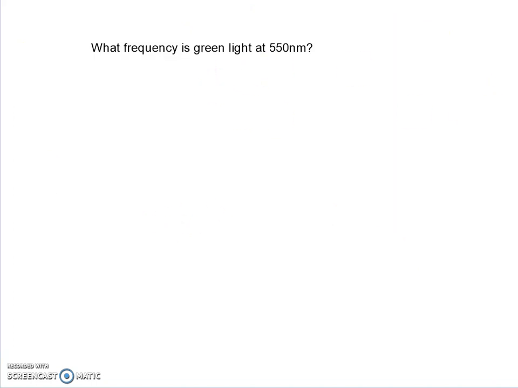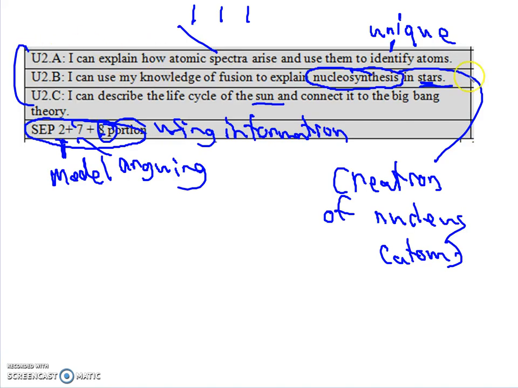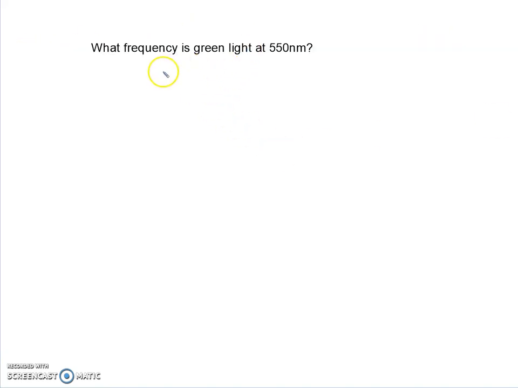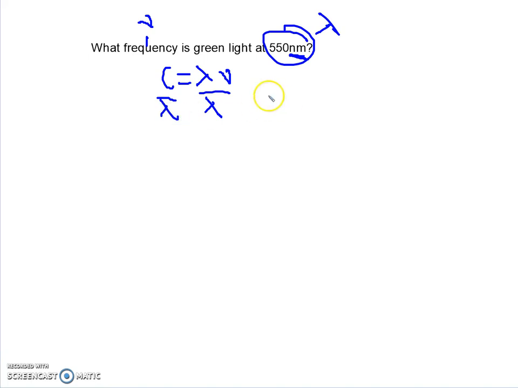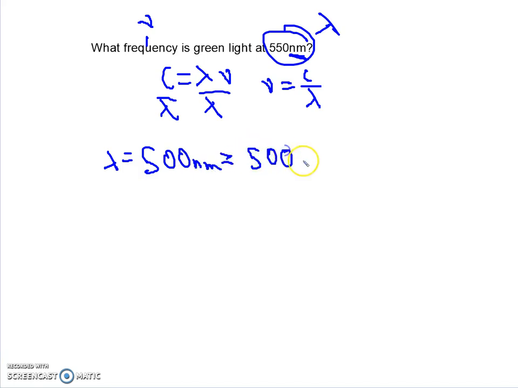Okay, so part of this first standard is actually doing these calculations. So I want to show you one. We got c equals lambda nu. It says what frequency, so we're looking for nu, at 500 nanometers, so that's the wavelength because it's a length. And so I want to rearrange this. I'm going to divide both sides by lambda, so it gives me nu equals c over lambda. And so now I need to turn lambda into meters. So I have 500 nanometers, but I don't want to plug it in like that. So I use nano is times 10 to the negative 9th, and then I've got meters.